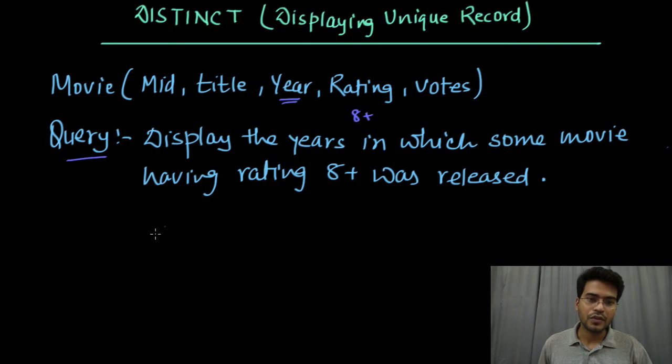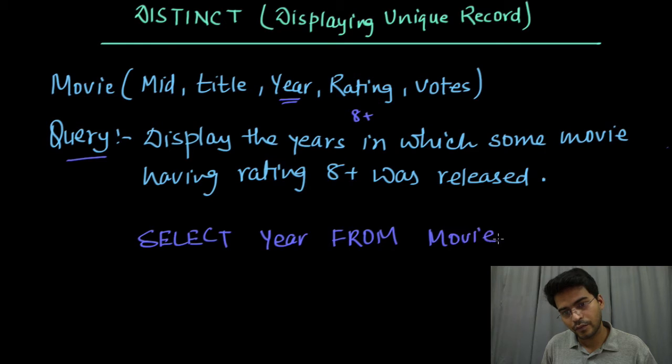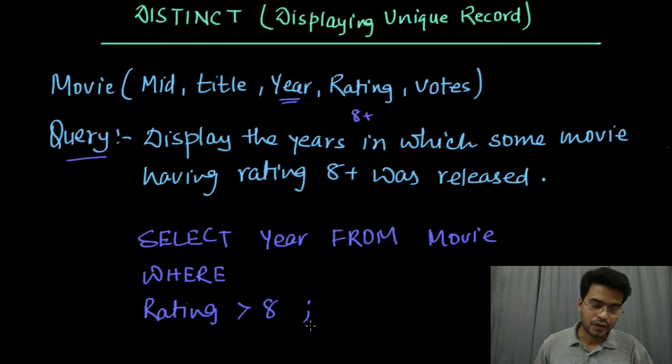Let's first write it down here. We will write select year from movie where rating is greater than 8, right? Fine. Let's write it down, and then we will understand why we need to use this keyword.